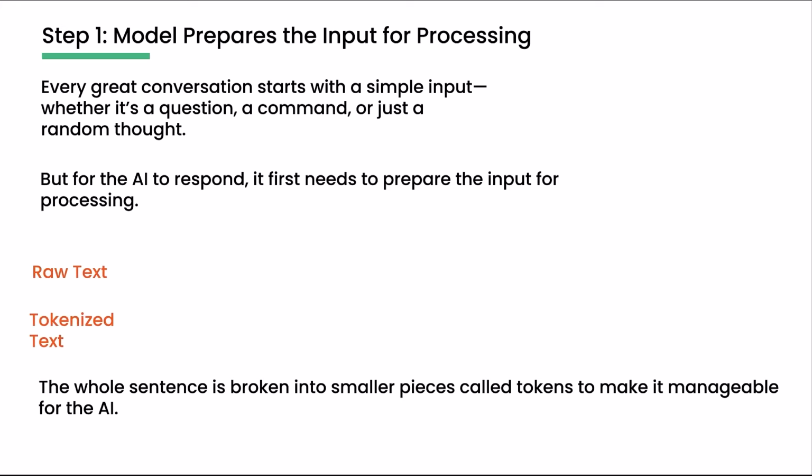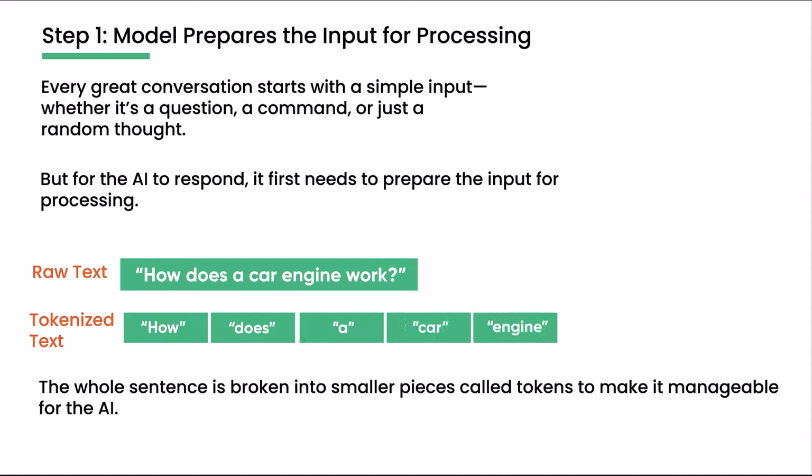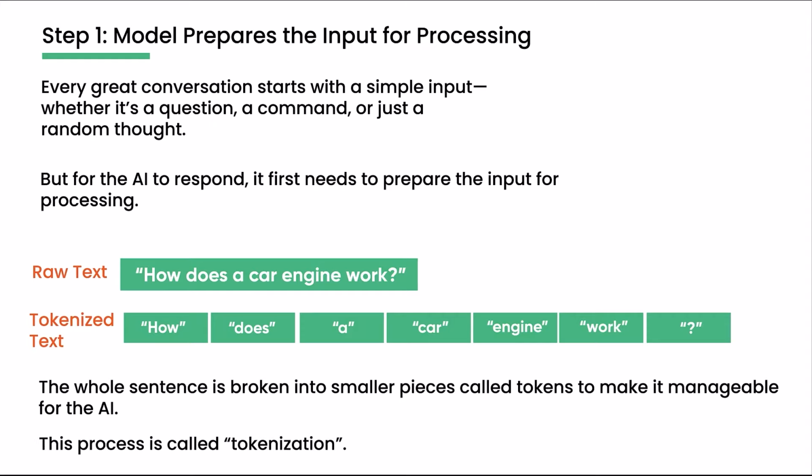Let's see the token with the example. The sentence is, how does a car engine work? Tokens are, how, does, a, car, engine, work, question mark. This process is called tokenization, the foundation of everything that follows. Just like you wouldn't try to read a book all at once, you break it down into chapters, pages, and sentences. AI breaks your text into smaller parts to understand it better. Cool, right? Let's move on to what happens next.